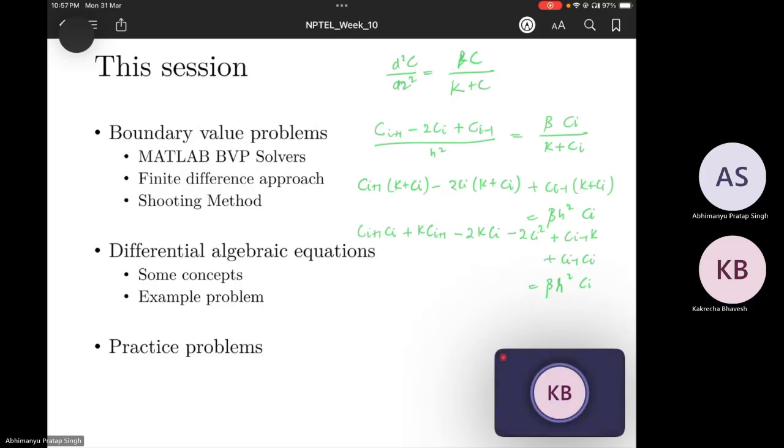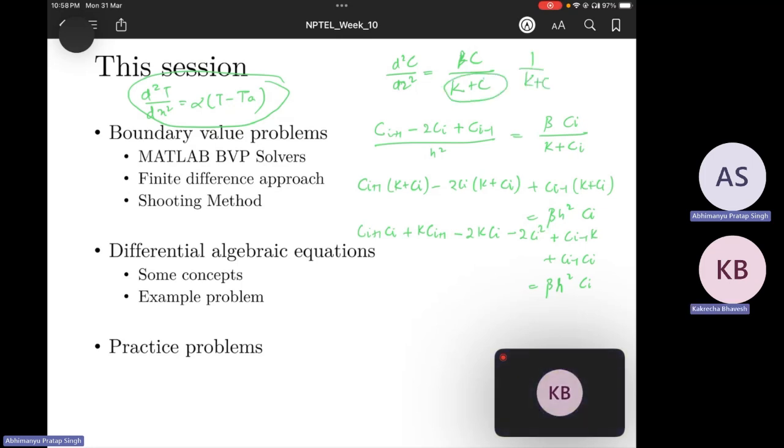Yes, so that problem is actually linear. This problem is not linear in nature. The issue with this problem is the one that we are seeing right now. That problem is d squared T by dx square is equal to alpha times T minus Ta, so it is a linear problem. Here the non-linearity comes from this 1 upon k plus c term, which is making this non-linear.